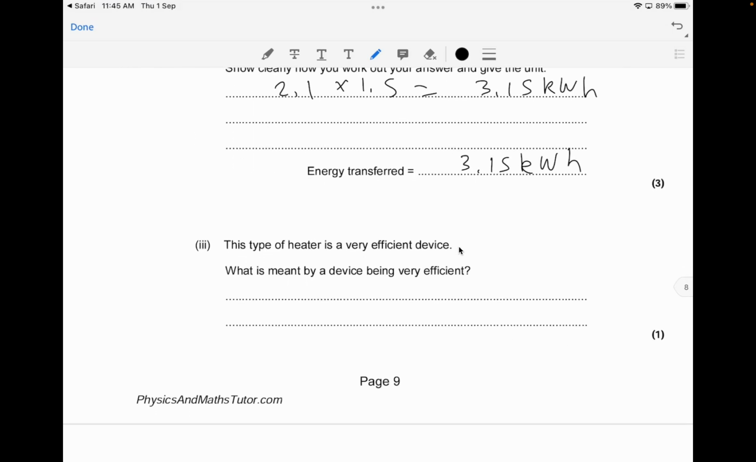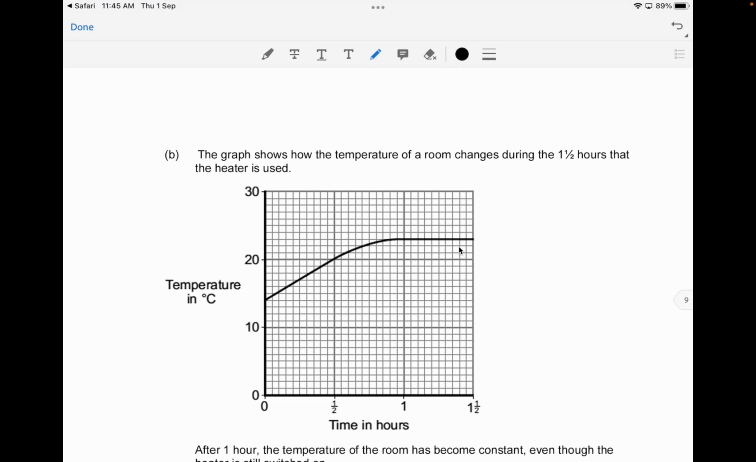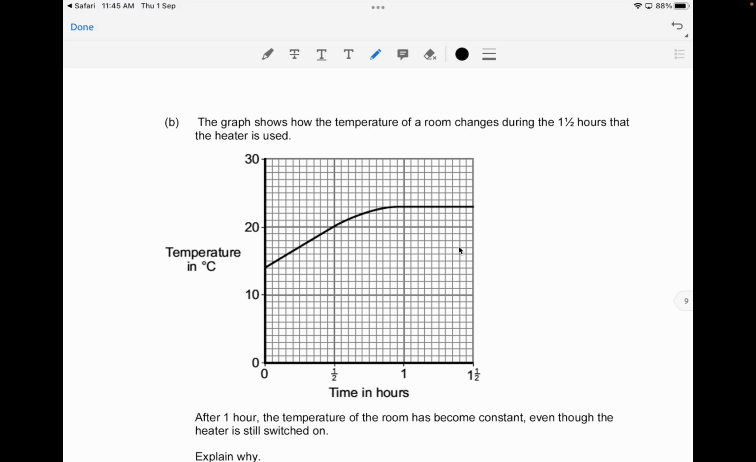Now, what is meant by a device being very efficient? Meaning it doesn't waste energy in the form of heat, sound, or light, depending on the device. So you can mention that most input energy is usefully transferred. So you can mention that in this type of question. It's usually transferred, or let's say transformed. That's a better vocabulary in this case. Or you can mention that it doesn't waste energy at all, or most of the output energy is useful. That's also alright. Now the graph shows how the temperature of a room changes during 1.5 hours that the heater is used.